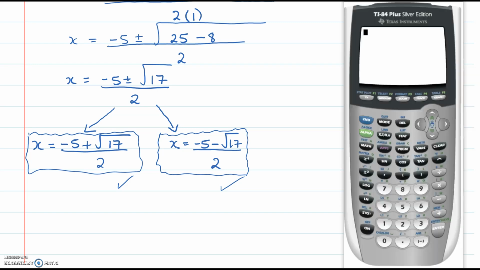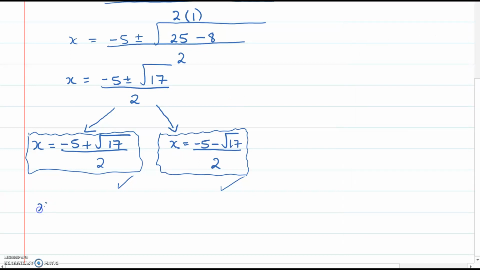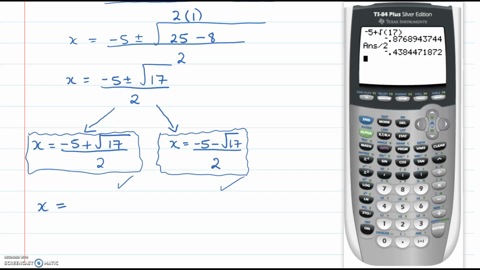So let's pull up the calculator now. Let's do the first one: negative 5 plus the square root of 17. Now don't divide by 2 yet. This is the top line of the first fraction, so press enter first and then divide by 2. It's important that you press enter first. So that gives you x is equal to negative 0.43844.